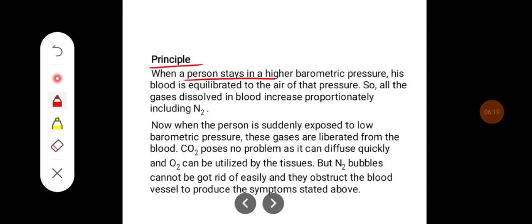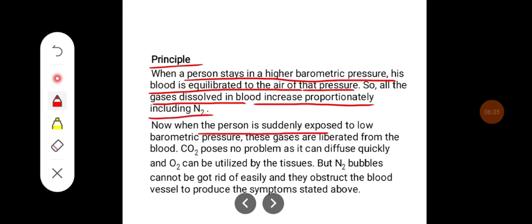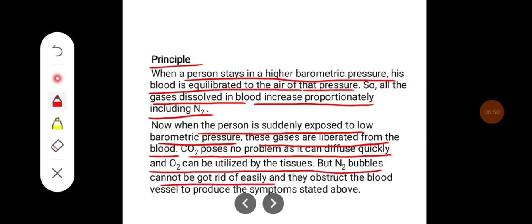When a person stays at higher barometric pressure, his blood is equilibrated with the air at that pressure. So all the gases dissolved in the blood increase proportionately, including nitrogen. Now, when the person is suddenly exposed to low barometric pressure, these gases are liberated from the blood. Carbon dioxide poses no problem as it can diffuse quickly, and oxygen can be utilized by the tissues. But nitrogen bubbles cannot be got rid of easily because they obstruct the blood vessels and produce the symptoms stated above.